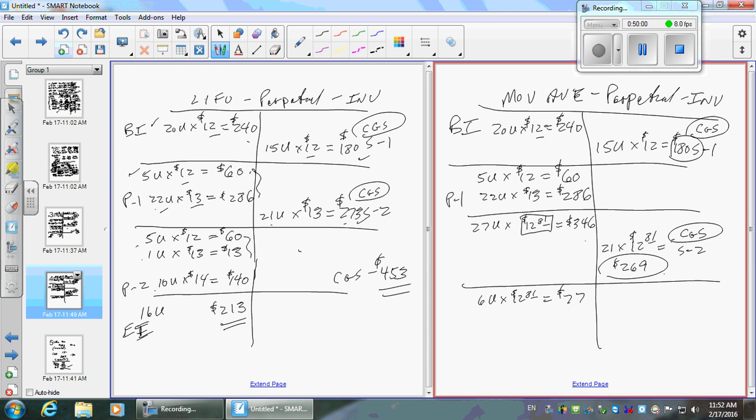And then what's the last thing that happened? A purchase of 10 units at 14 bucks. That's 140. If I were going to sell more, what would I have to do? Take the 16 units, figure out the average. So let's go ahead and do the average one more time. What do we have in total there? So we'll do 217. Okay, what's 217 divided by 16? 13.56 is what we would use if I was going to sell some more. But what's my ending inventory, everybody? 16 units that cost me $217, right?